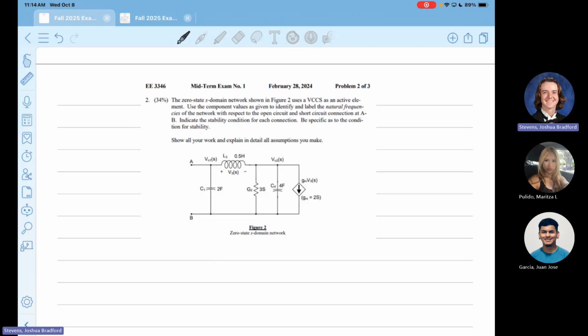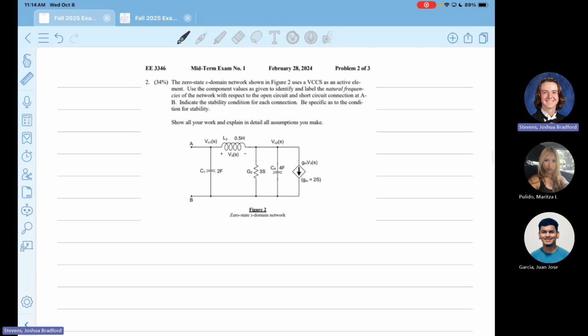Okay, I'm going to read this question out. The zero-state S-domain network shown in Figure 2 uses a voltage-controlled current source as an active element. Use the component values given to identify and label the natural frequencies of the network with respect to open circuit and short circuit connections at A and B. Indicate the stability conditions for each connection. Be specific as to the condition of the stability. I would suggest taking a photo of that.